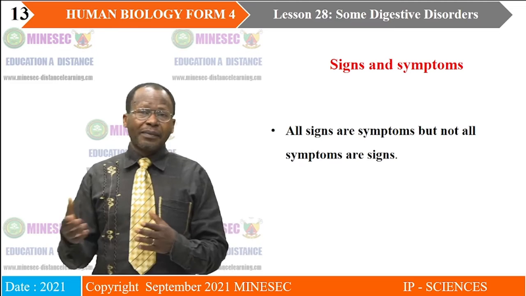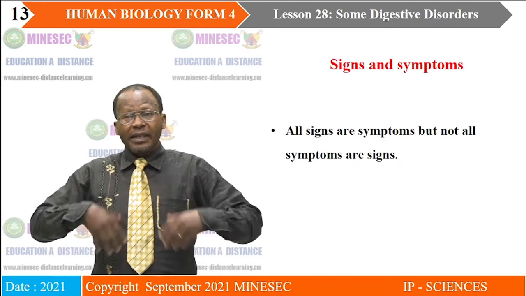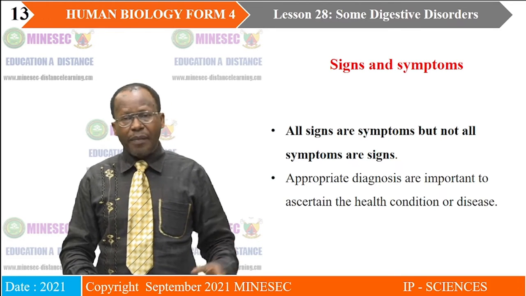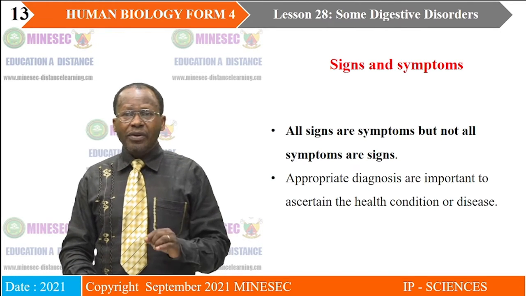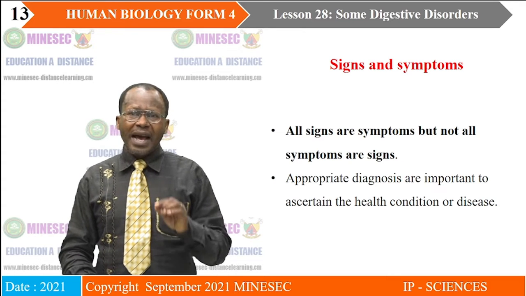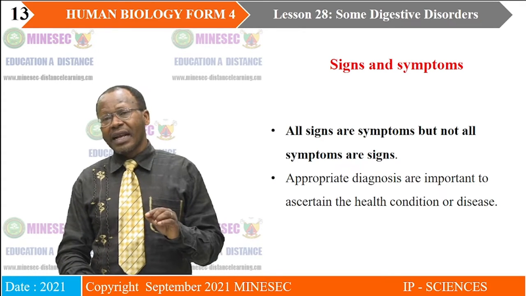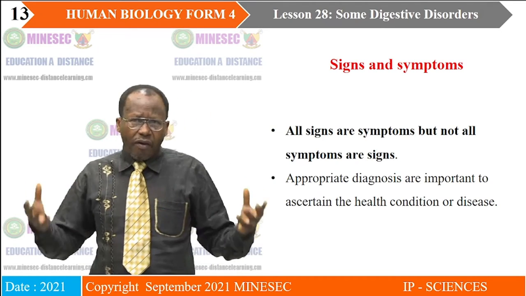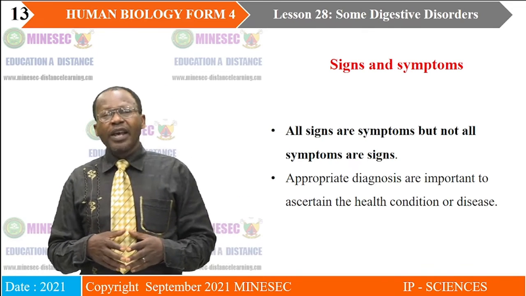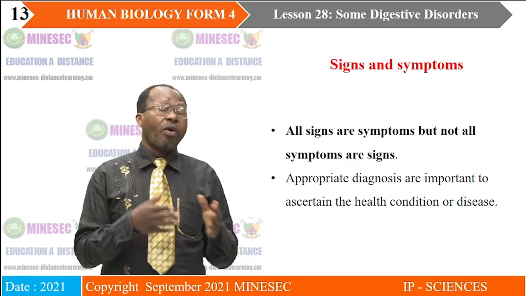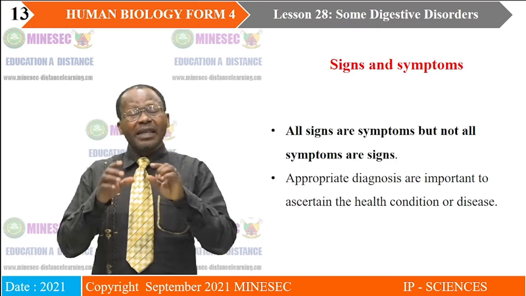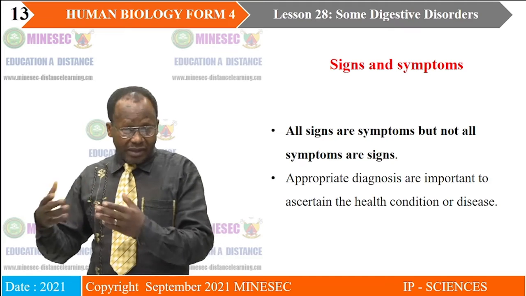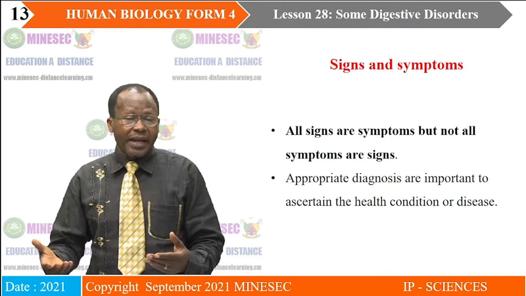All signs are symptoms because a symptom is a proof or evidence that there's an abnormality or a disease in any part of the body. An appropriate diagnosis is very important to ascertain the health condition or the disease that is causing these symptoms. Therefore, if you feel pain or any of these in any part of your body, you may suspect disease A or disease B, but it is advisable to go to a clinic or a health unit where appropriate laboratory searches or findings will be done.